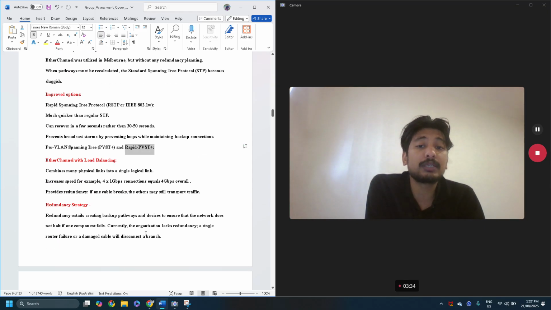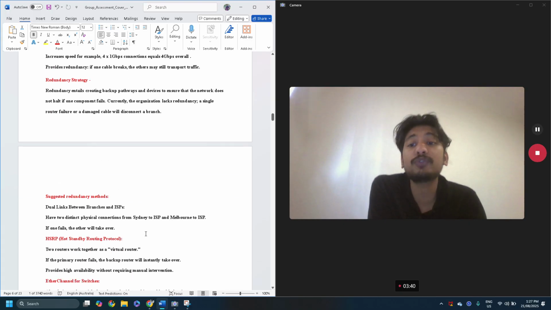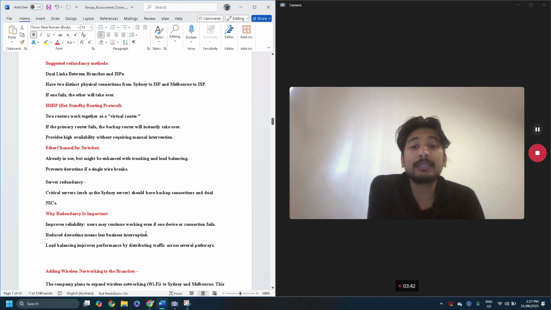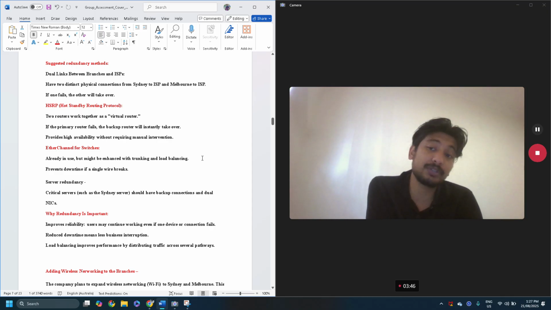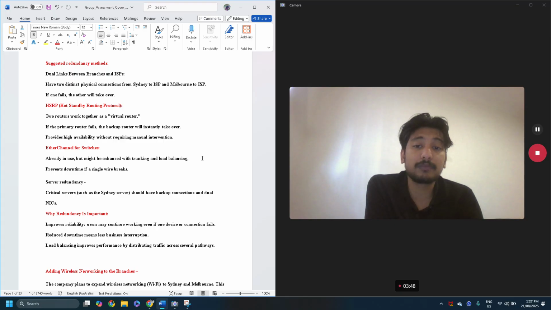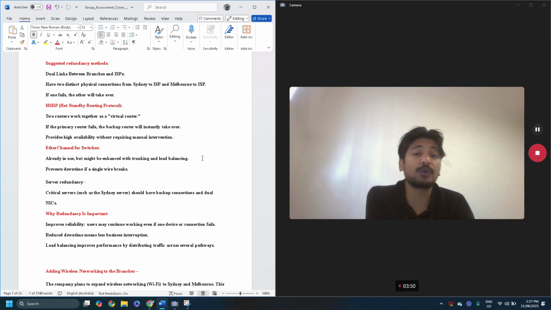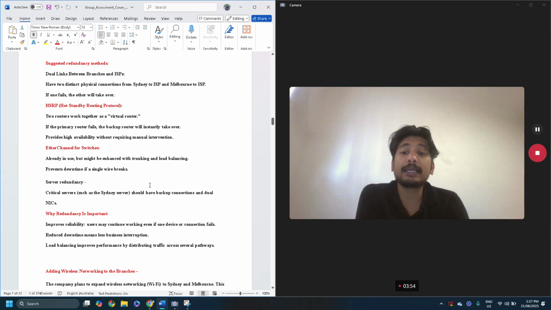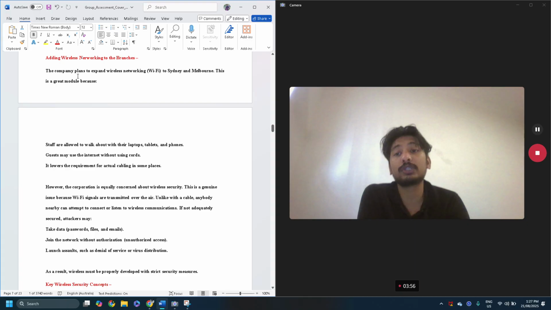And then for redundancy, we have to use HSRP for router failover, and balance traffic across VLANs. EtherChannel is used for link aggregation. And then the wireless networking.